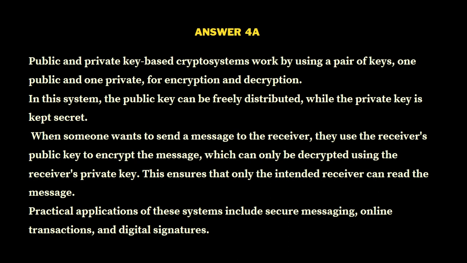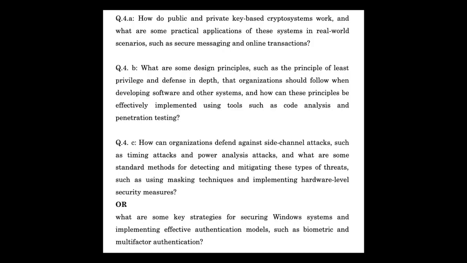Answer 4A. Public and private key based cryptosystems work by using a pair of keys, one public and one private, for encryption and decryption. In this system, the public key can be freely distributed while the private key is kept secret. When someone wants to send a message to the receiver, they use the receiver's public key to encrypt the message, which can only be decrypted using the receiver's private key. This ensures that only the intended receiver can read the message. Practical applications of these systems include securing messages, online transactions, and digital signatures.